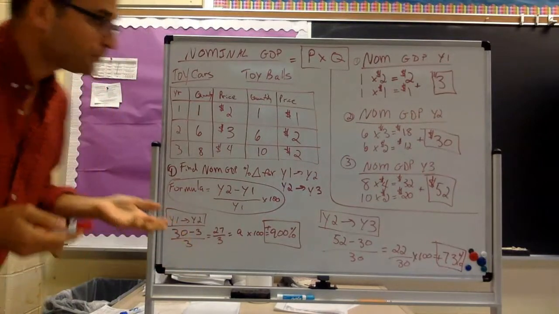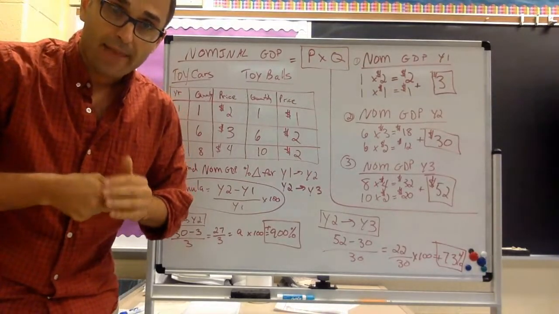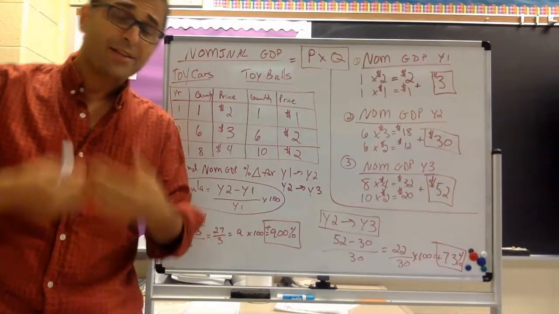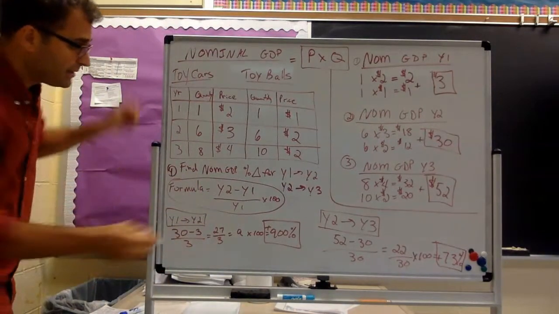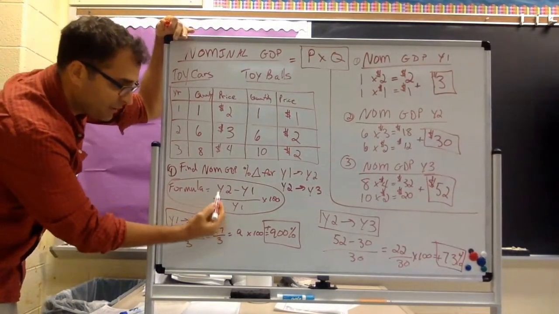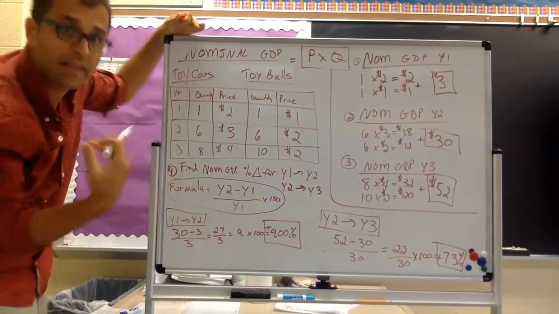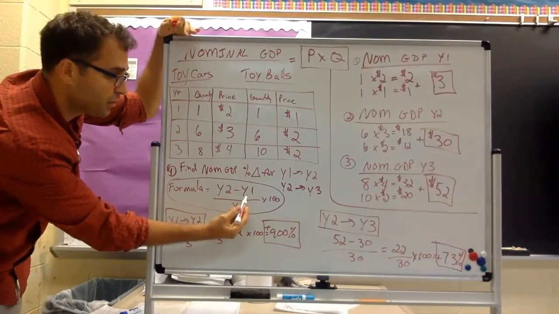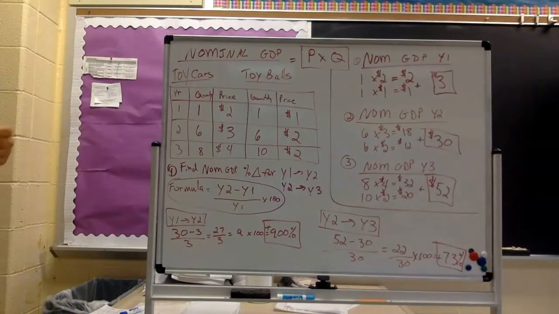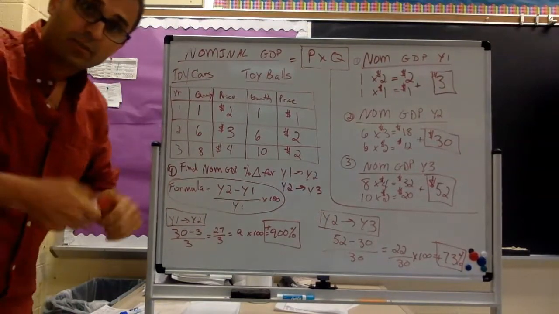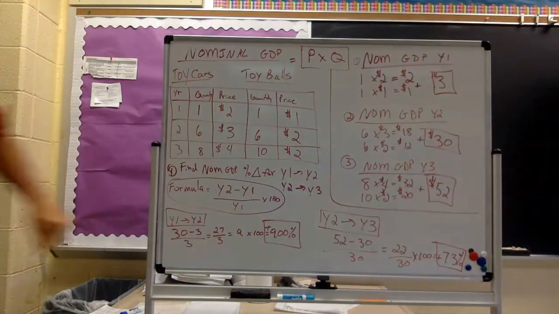Nominal GDP. Now, there's another formula you've got to know, and that's how to get a percentage change. It's real simple. You've done it before in other math classes, I know. You take the new year, the latest one, so year two minus year one over year one times 100. So I might ask you, what's the percentage change in nominal GDP from year one to year two?